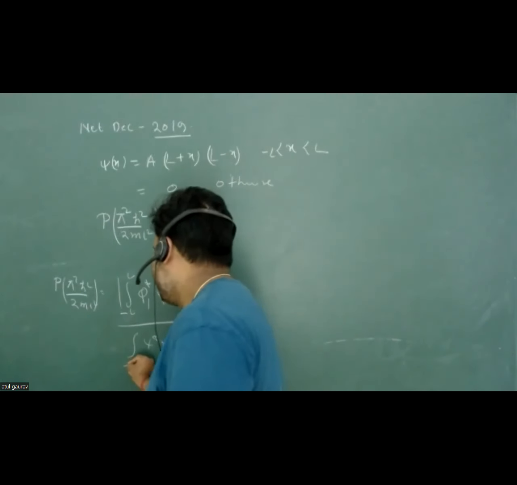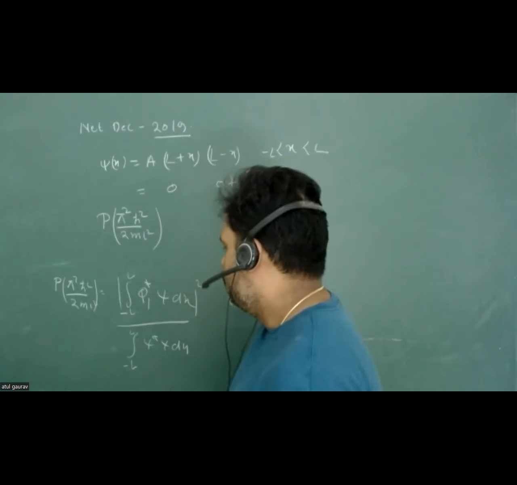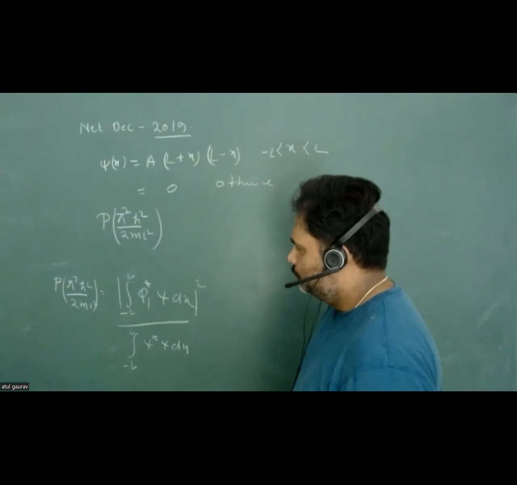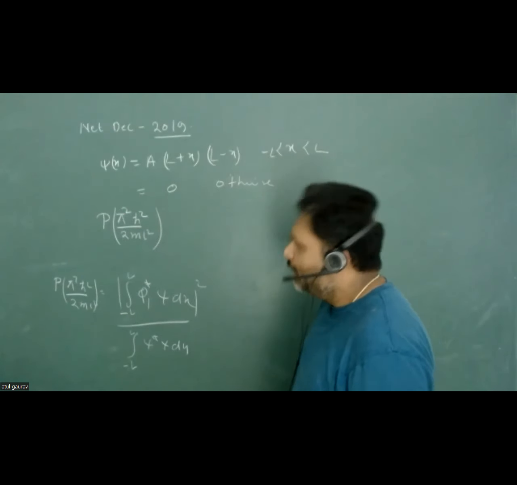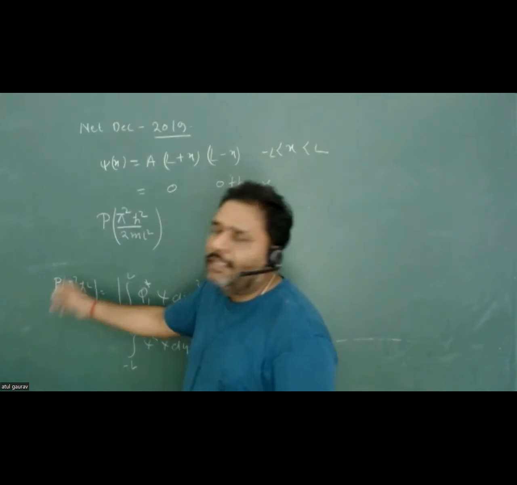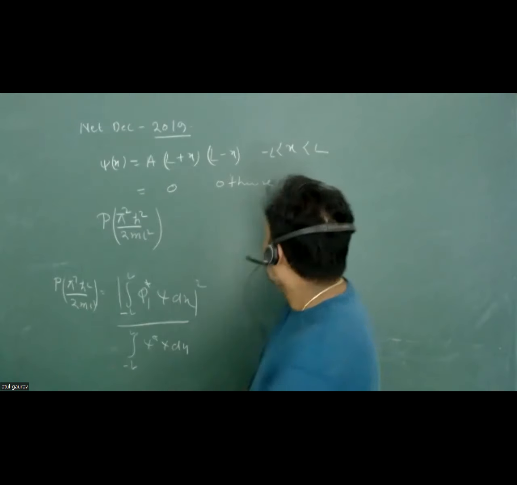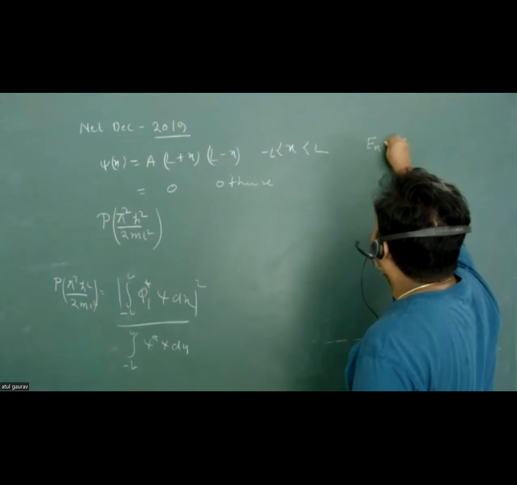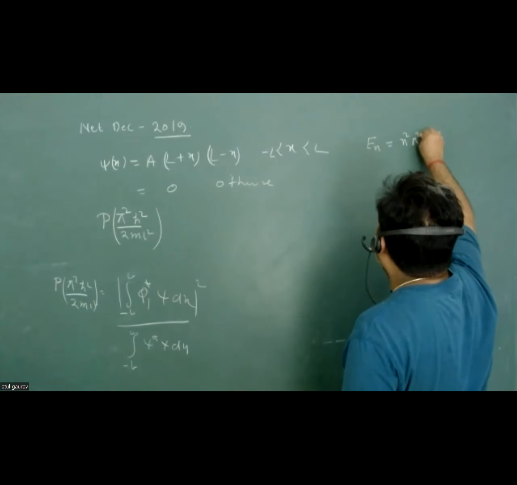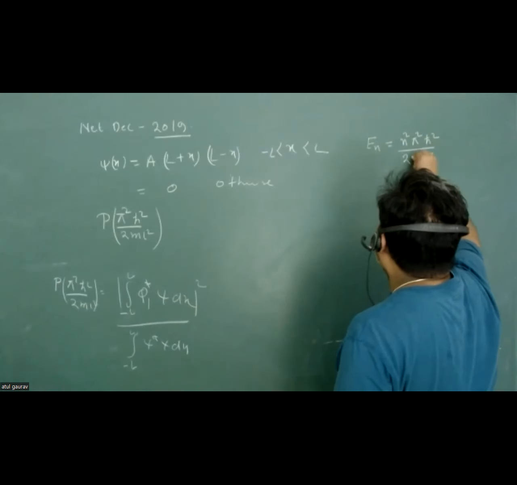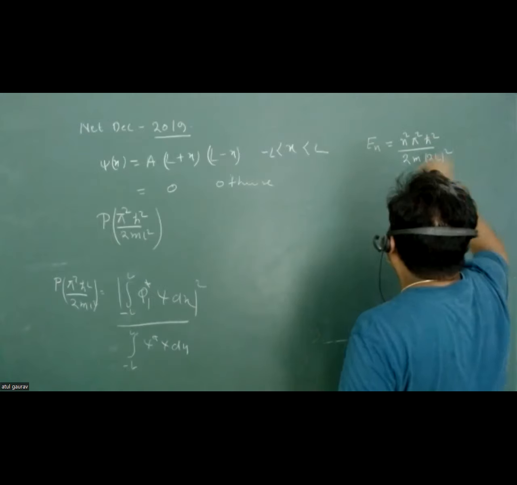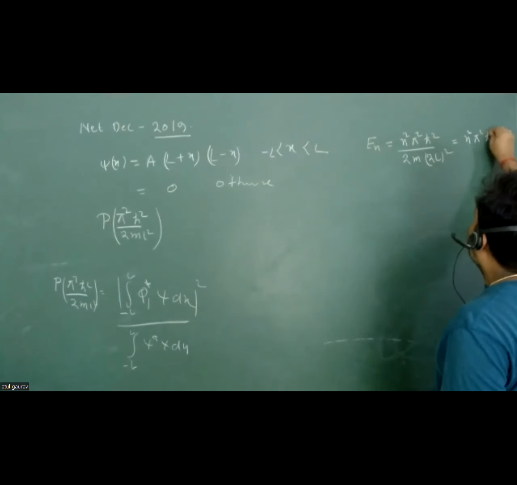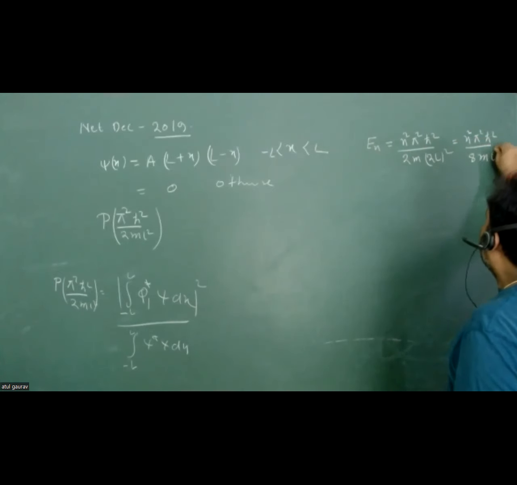Phi 1 is an even function. Phi 1 does not correspond to this energy, because your width is minus L to plus L, obviously. So what is your En? Your En is equal to n square pi square h cut square upon 2m into 2L square. So this value is n square pi square h cut square upon 8m L square.